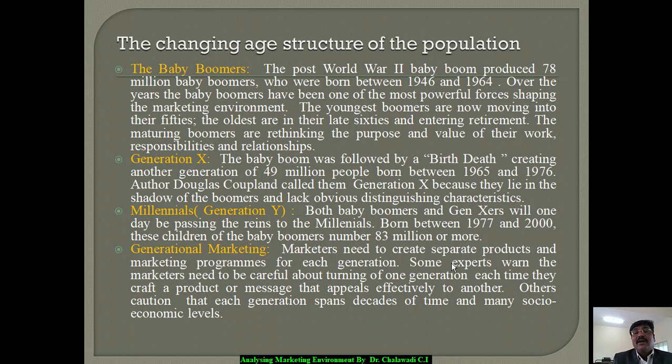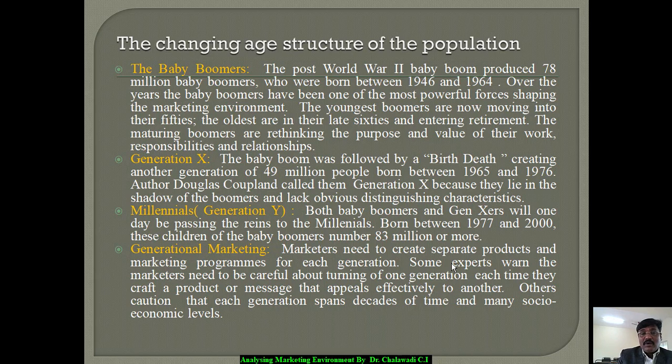Isn't it? He says that 49 million people were born between 1965 and 1976, right? They are also one of the major determining factors in marketers' decisions. And the third point is generation Y. Generation Y means that both baby boomers and generation Xers will one day be passing their revenge to the millennials, the people who were born between 1977 and 2000.